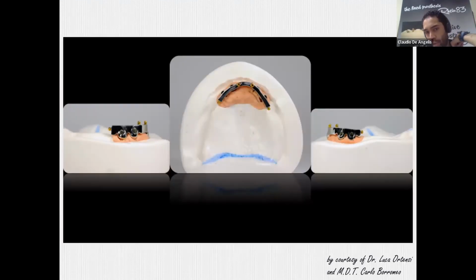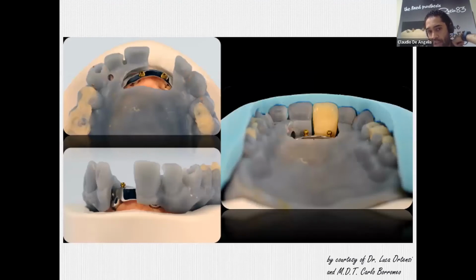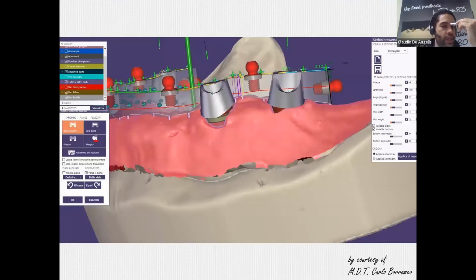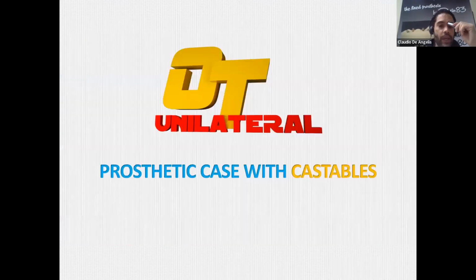After that, they produce the counterbar. They check again with the printed pre-visualization. They check the prosthetic space, the bar, and they basically finish the work.